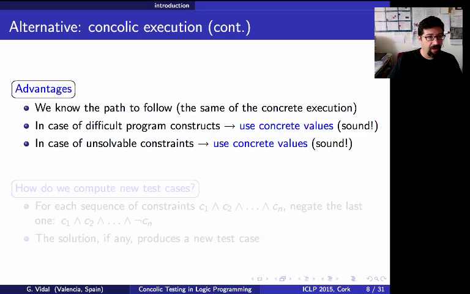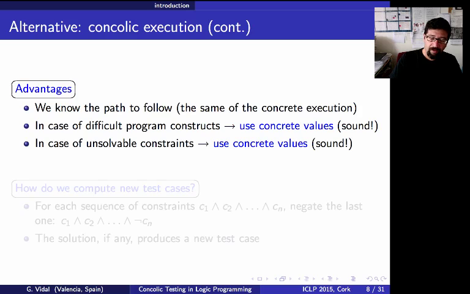So what are the advantages? On the one hand, control is easier here because we know the path to follow in symbolic execution, which is the same as the concrete execution. That usually makes the process much easier. And moreover, in case of difficult program constructs, or in case of constraints that we don't know if they are satisfiable or not, in these cases we can always use the concrete values, because we know the concrete values of every variable. By using some concrete values, we might simplify, for instance, a constraint so that we can prove that it's satisfiable, and this is always sound. I mean, if we can prove by providing some concrete data that the constraint is satisfiable, the original constraint was satisfiable too, therefore this is sound.